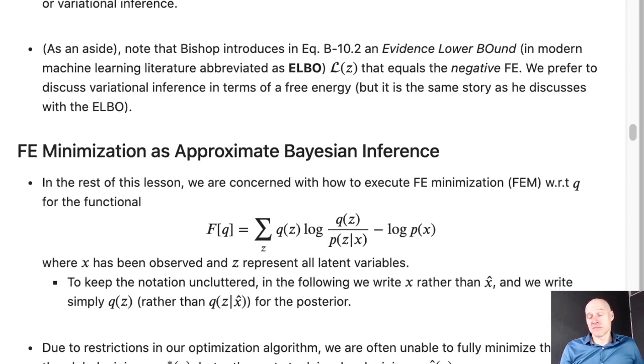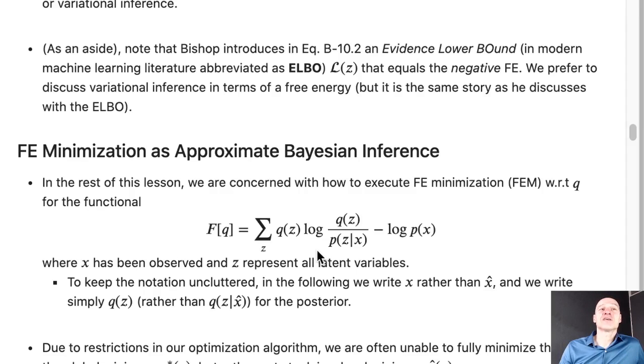Now, in general, as I said, F is a function of Q and Q is a function of variables. I may have hundreds of hidden variables. I may have lots of observed values. This could be a very difficult function to minimize. So we may not get to the global minimum. We may only be able to find a local minimum.